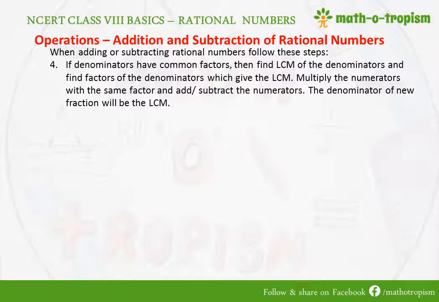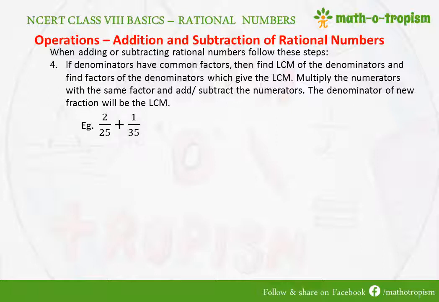Finally, if the denominators are different and have common factors other than 1, then we need to find the LCM of the denominators, and after finding the LCM, for each denominator we will find the factor with which it has to be multiplied to get the LCM. The same factor we will multiply with the numerator also, make all the denominators the same, and then add or subtract the numerators.